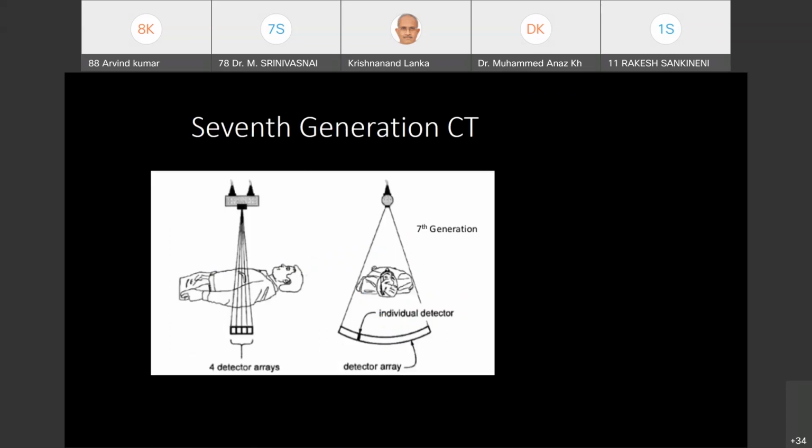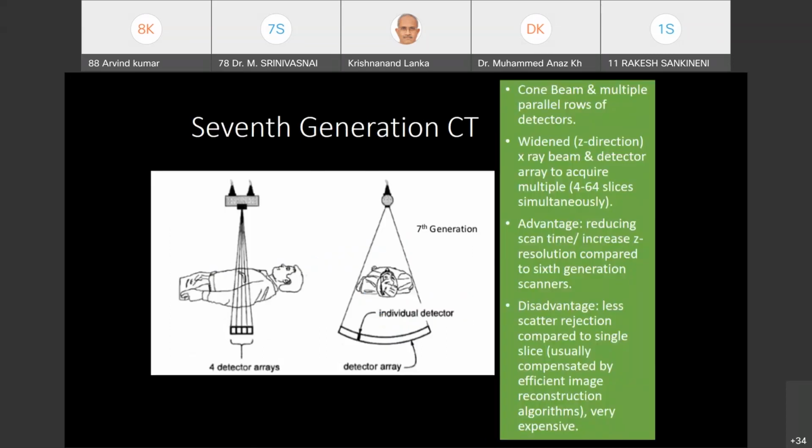And then when we come to the seventh generation, cone beam and multiple parallel rows of detectors. So you are able to have four detector arrays at a time, and in each detector array you have so many individual detectors. So you are no more taking simply one row of detectors. You are taking a rectangular array.